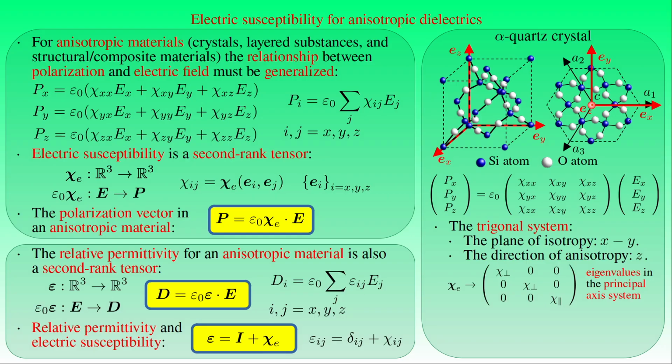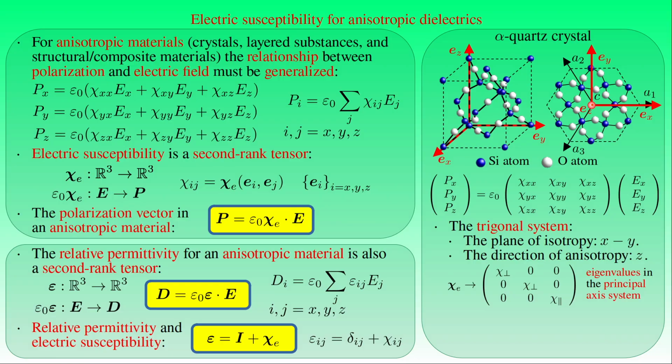In the trigonal system of the alpha quartz crystal, the matrix representing the electric susceptibility tensor of the crystal becomes diagonal with the two-fold degenerate eigenvalue denoted by chi-perp, that is the principal value of the susceptibility in the plane of isotropy, and the eigenvalue denoted by chi-parallel, that is the principal value of susceptibility in the direction of anisotropy. By adapting the coordinate system to the symmetries of an anisotropic dielectric, we can therefore reduce the matrix representation of the electric susceptibility of the insulating material to the set of its eigenvalues in the principal axis system of the anisotropy, which simplifies the calculations involving susceptibility.